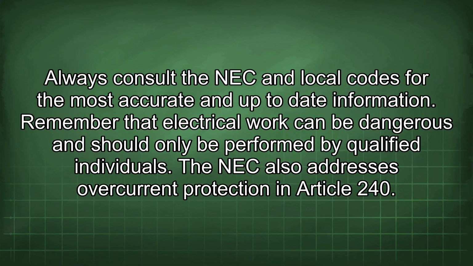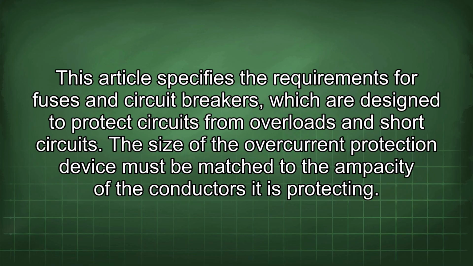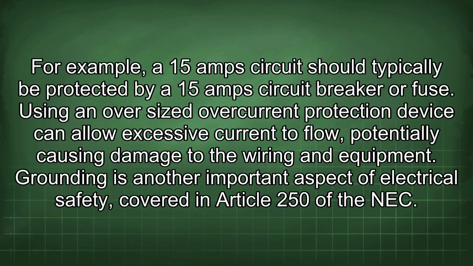The NEC also addresses overcurrent protection in Article 240. This article specifies the requirements for fuses and circuit breakers, which are designed to protect circuits from overloads and short circuits. The size of the overcurrent protection device must be matched to the ampacity of the conductors it is protecting. For example, a 15 amp circuit should typically be protected by a 15 amp circuit breaker or fuse. Using an oversized overcurrent protection device can allow excessive current to flow, potentially causing damage to the wiring and equipment.